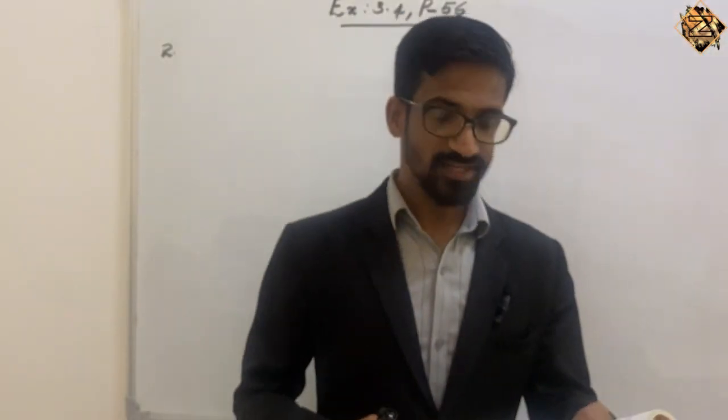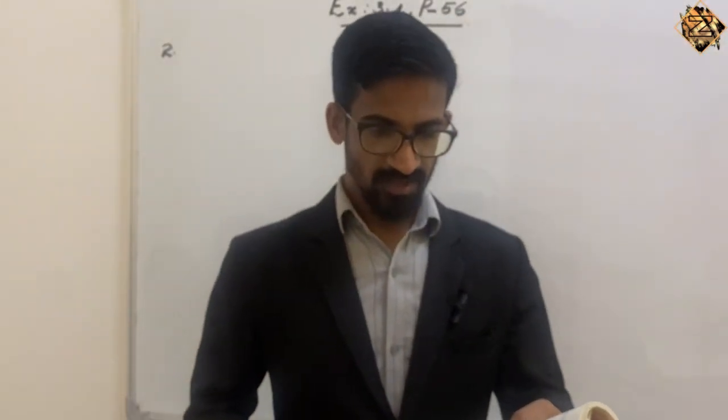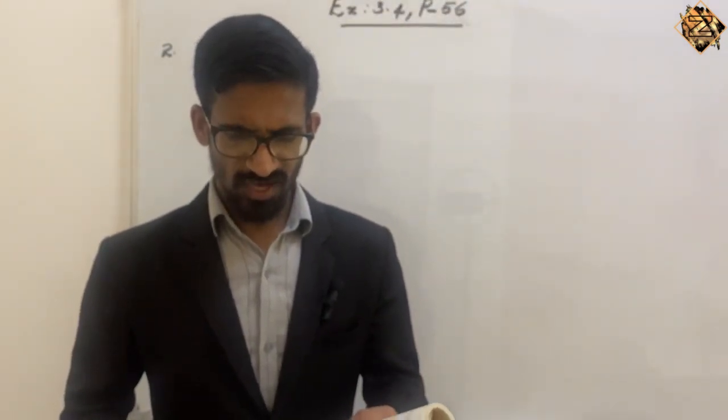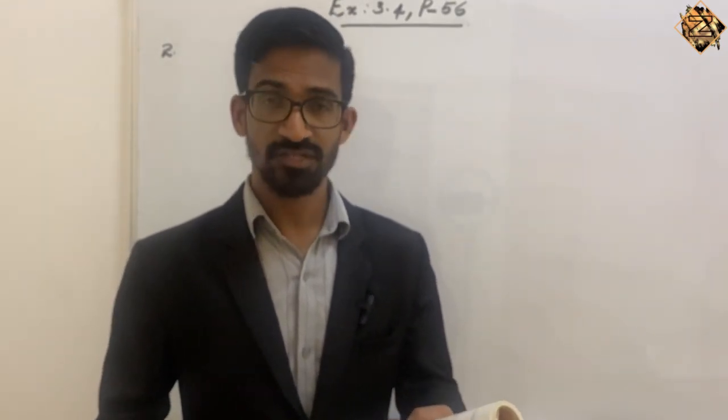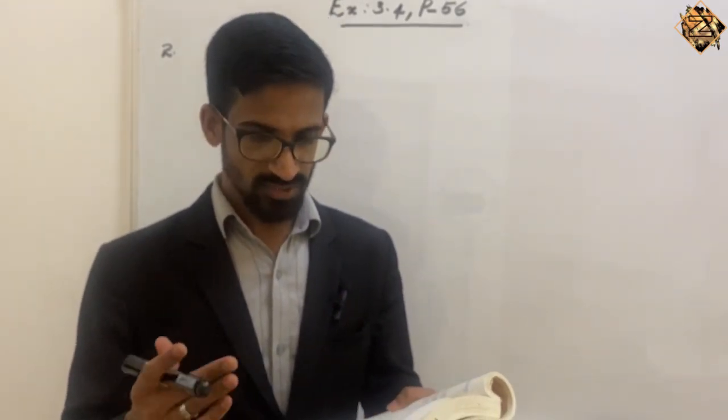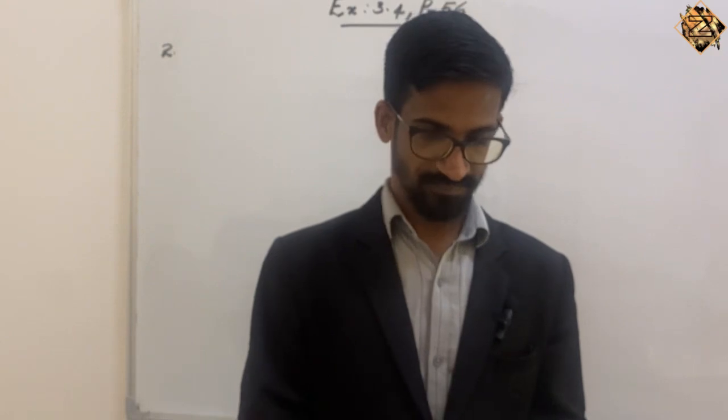Hi students, now let's look at question number 4. Meena went to a bank to withdraw rupees 2000. She asked the cashier to give her rupees 50 and rupees 100 notes only. Meena got 25 notes in all. Find how many notes of rupees 50 and rupees 100 she received.